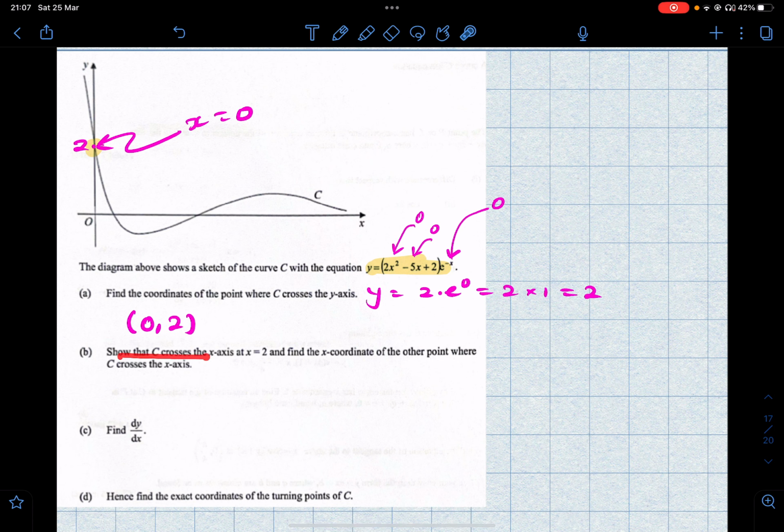Now it says show that it crosses the x-axis at x equals 2. So that's probably that point. So they want to find the coordinates of this point, and I guess the other point. So they want to find the roots of the equation. So when is this equal to 0? Let's give that a try. If we write y equals 0, we can say 2x squared minus 5x plus 2 times e to the minus x equals 0.